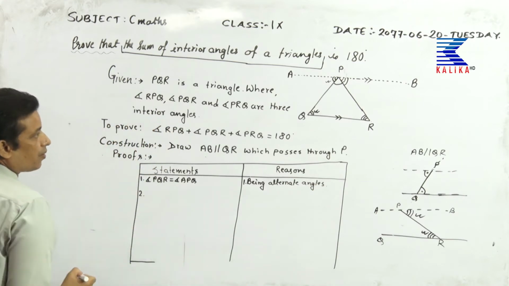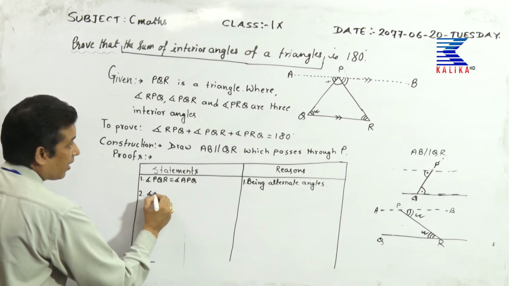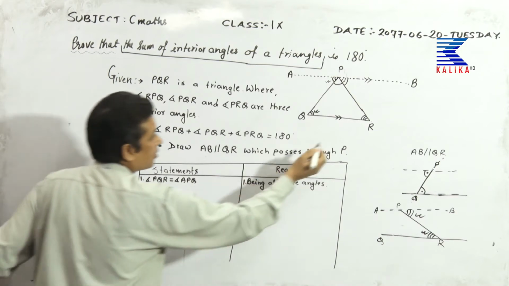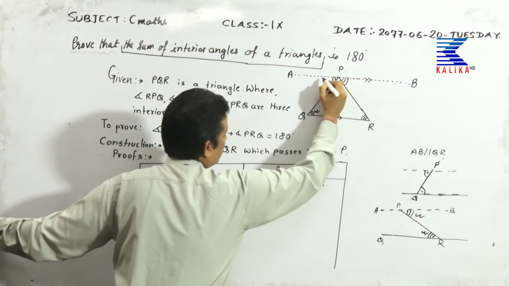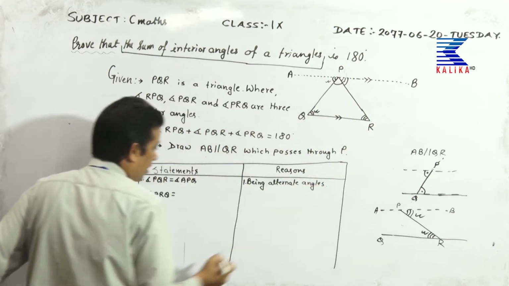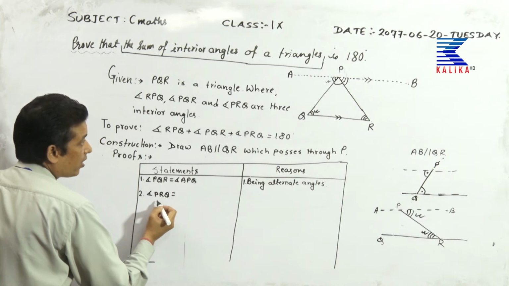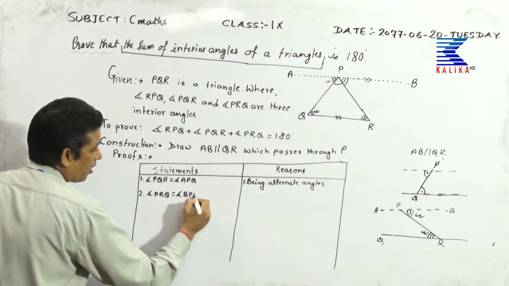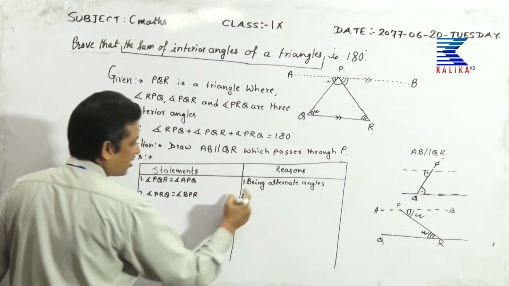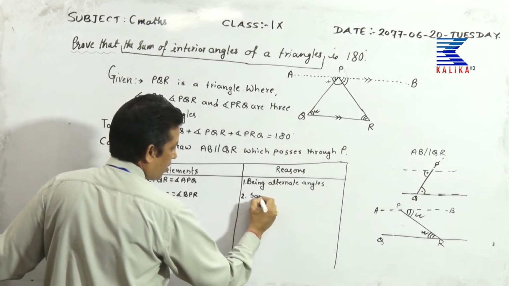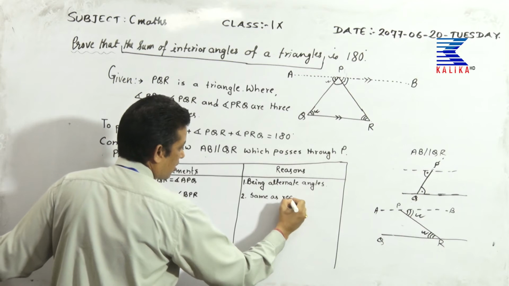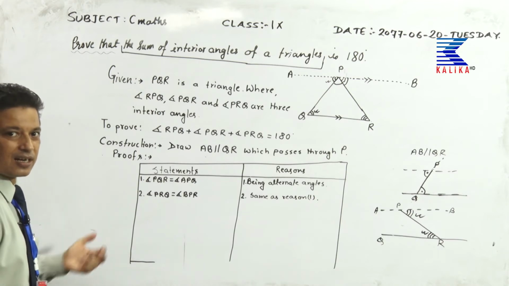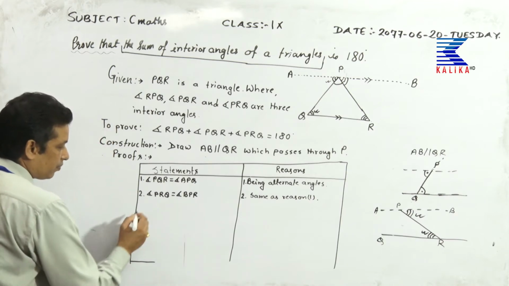Similarly, next alternate angles are also there. Angle PRQ of the triangle, this angle is alternate angle to this because these two parallel lines are cut by a transversal. So, angle PRQ is equal to angle, let us write, BPR. You can write same as region number 1, being alternate angles. It means they are also a pair of alternate angles.